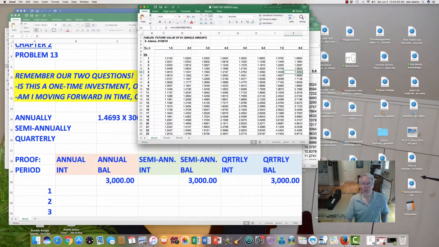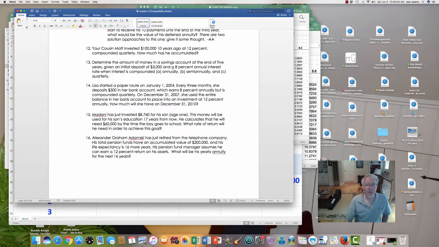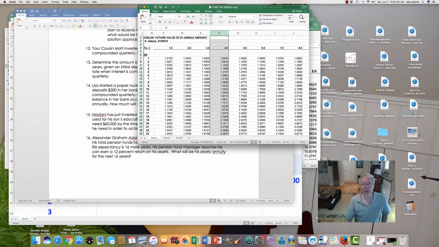Okay, now semi-annually, what do we do? We go back to the table, and if we're going to compound twice a year, we can't use 8%, okay? We're going to have to use 4%. We divide the interest rate by 2, that's 4%, and we are going to have to double the number of periods because in, what did we say, 5 years? Yes, 5 years. We know that there are 10 semi-annual periods in 5 years, so we go to that number. 1.4802, okay?